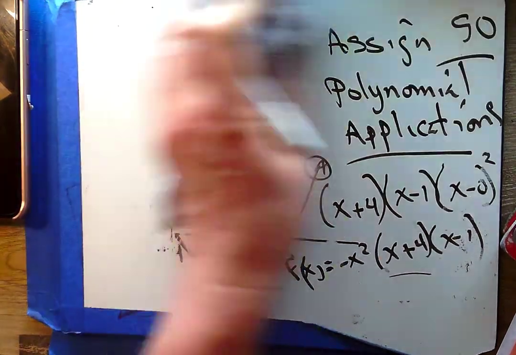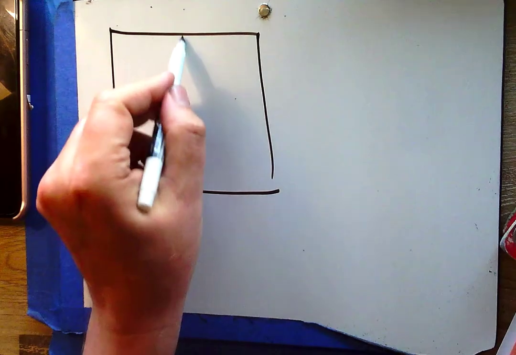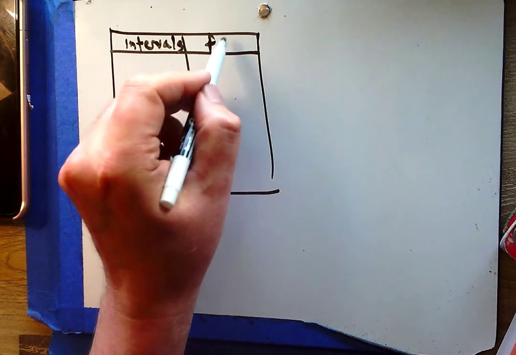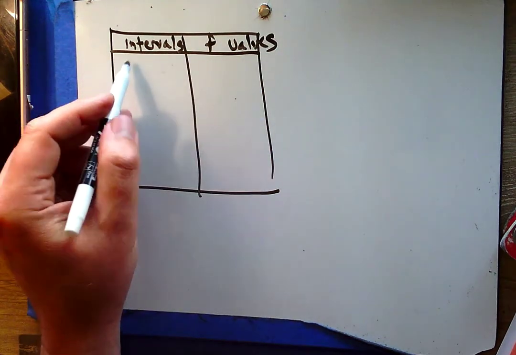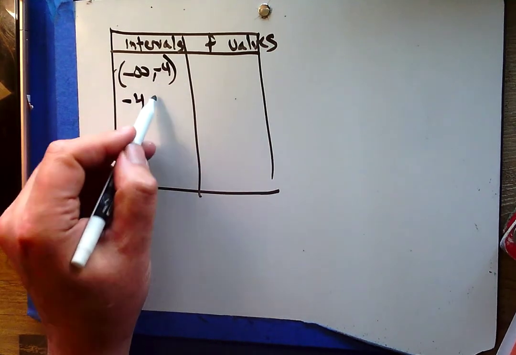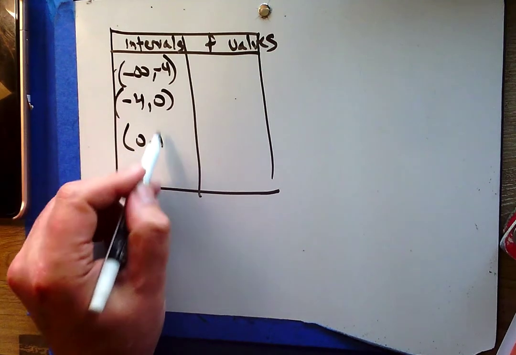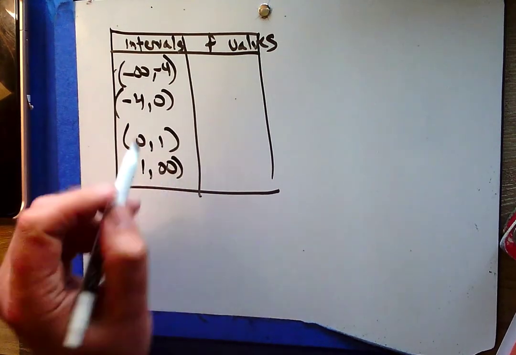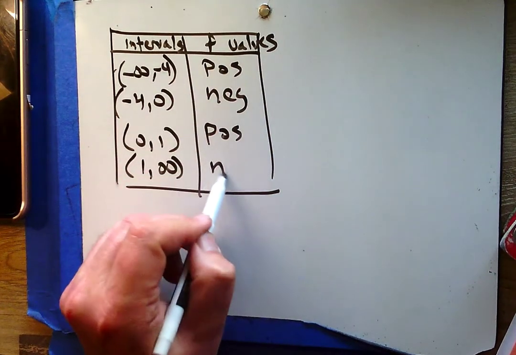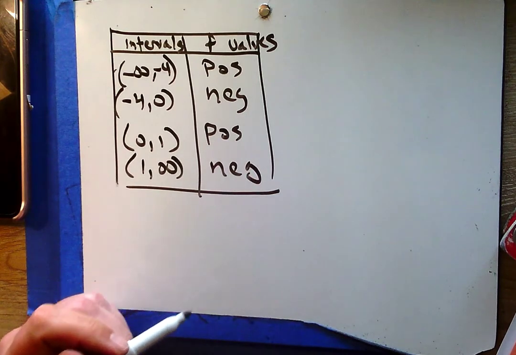Okay? All right, well, that was me doing one. How about you doing one now? Let's look at this situation. Still the same sort of intervals and function values. This time we have negative infinity to negative 4, negative 4 to 0, 0 to 1, and 1 to infinity. However, now we have positive, negative, positive, negative. How does that change things?